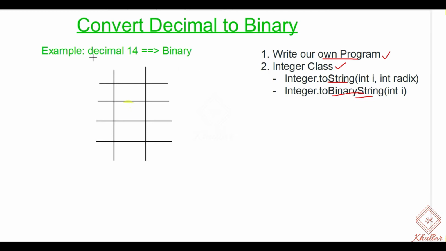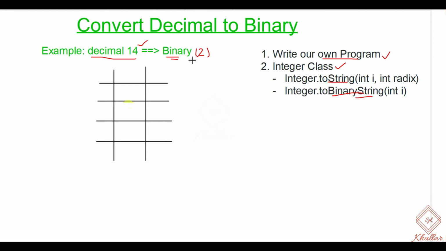So let's take an example. Suppose we are given an input decimal number, which is 14, and we would like to find out its corresponding binary number. As we know from the nomenclature, binary is base 2, and a decimal number is of base 10, radix 10. So we are converting it to a binary number of base 2, right?